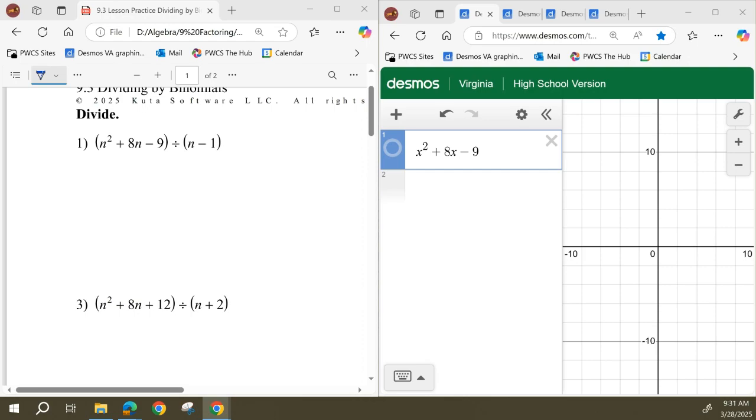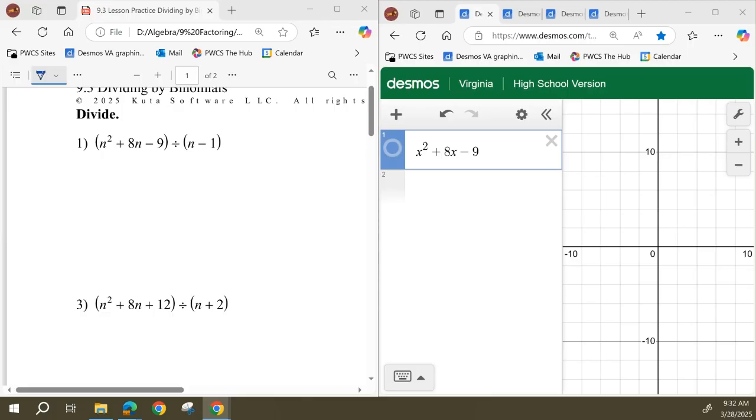Hey, all, today we're going to put together some ideas that we've worked on recently. One of them is doing operations with polynomials, and the other one is factoring trinomials. So, in these examples, we have trinomials, and we are trying to divide them by binomials. So, a three term polynomial divided by a two-term polynomial.